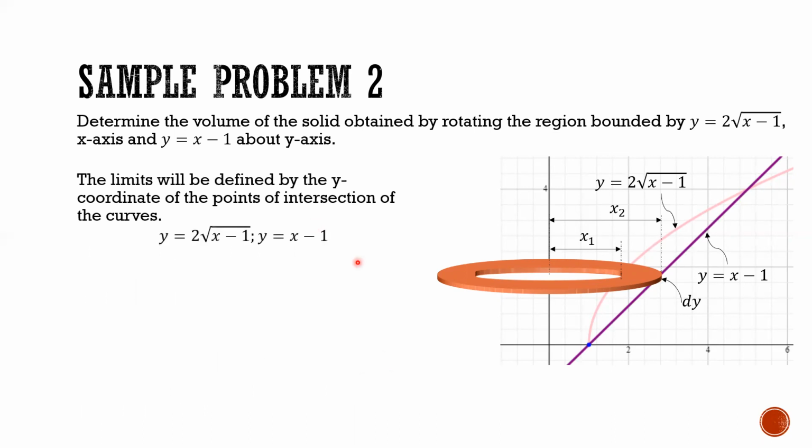So let's find the point of intersection between this line and this parabola by algebraic method. We can equate both y and then expand by squaring both sides. Expanding the left side, you have x squared minus 2x plus 1. Distributing 4 to x minus 1, we have 4x minus 4.